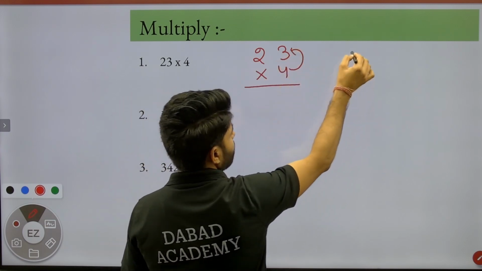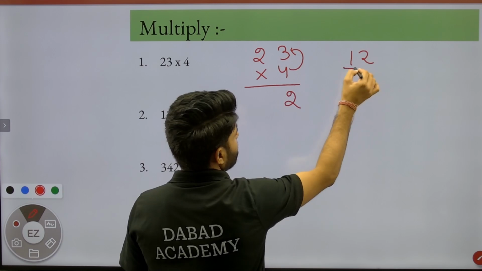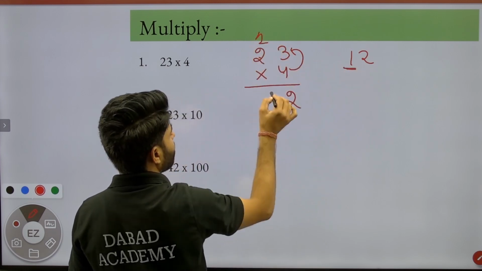Question number 3. When we multiply 23 into 4, first we multiply 3 by 4, that is 3 4 ja 12. So we write 2 here and 1 is carried. 2 4 ja 8, 8 में 1 add करेंगे, that is 9.